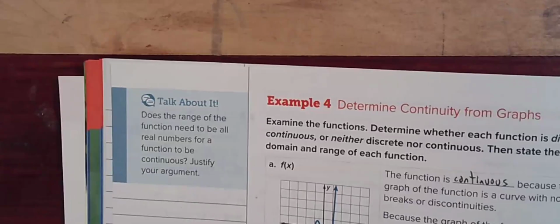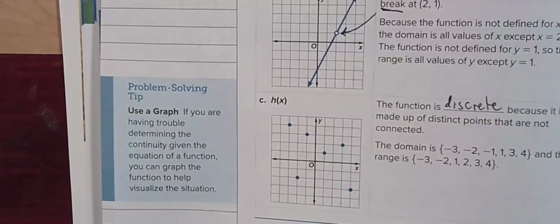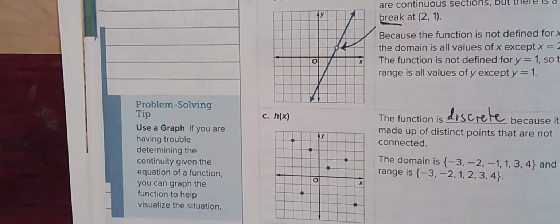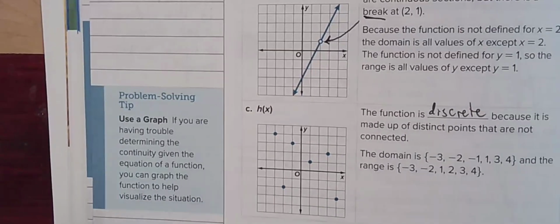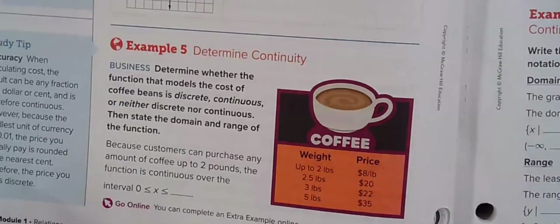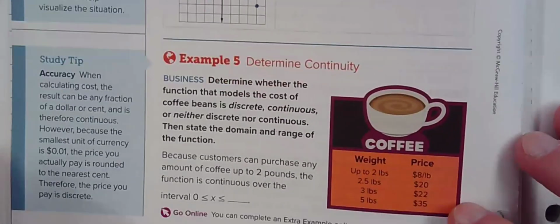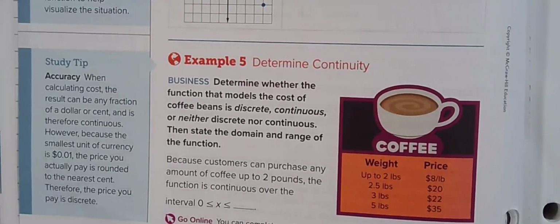So, all right. This is always a good idea. If you're having trouble determining the continuity of a function and you don't have a graph, try graphing it so you can see it. Oftentimes seeing it will make it a lot easier to deal with. All right. Moving on. Now we get to determine continuity based on, in this case, a table of values from a coffee shop. So we're going to think about this one. It says determine whether the function that models the cost of coffee beans is discrete, continuous, or neither discrete nor continuous. Then state the domain and the range of the function.